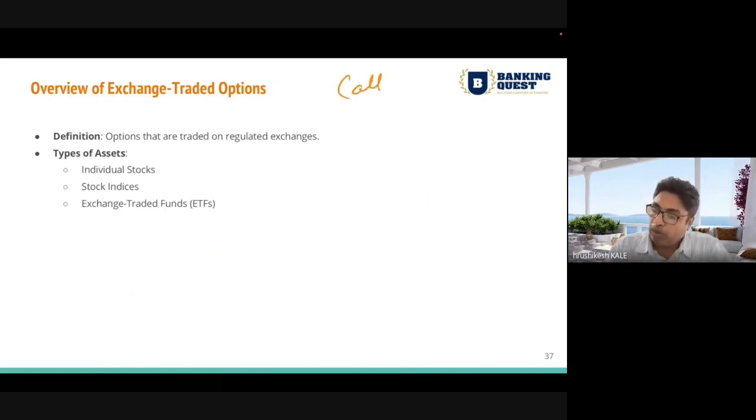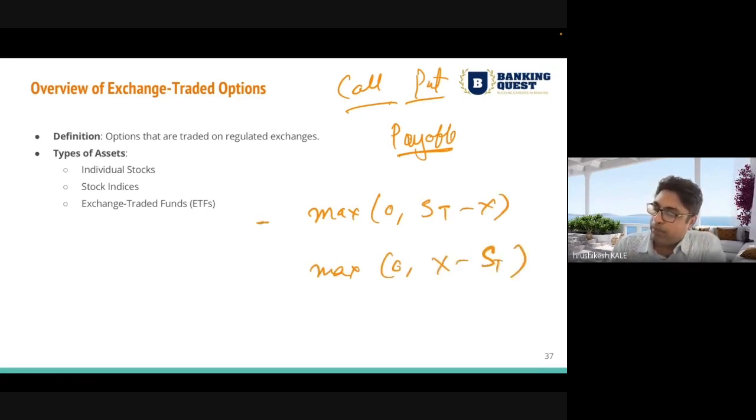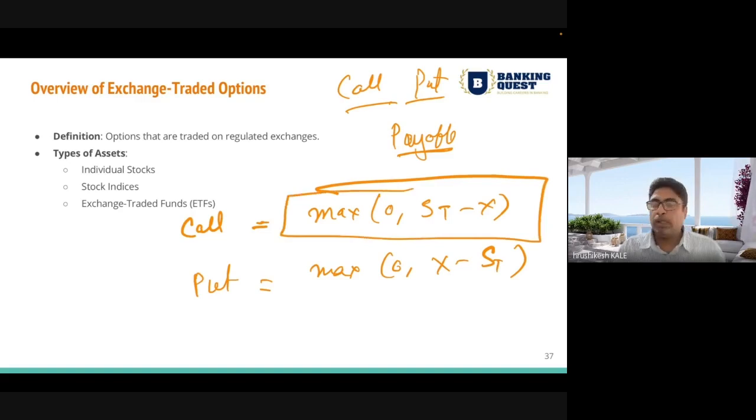Call and put option and their payoff are done. I would request you to keep these things in mind, or use the payoff diagram to actually calculate this if you cannot keep this in mind. Just like I do. I do not keep this in mind. I just use payoff diagram and I know the answer.